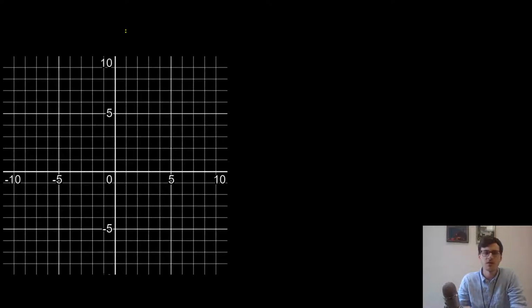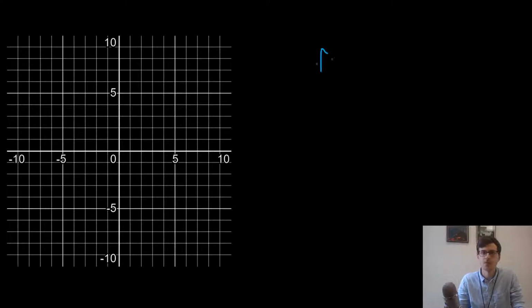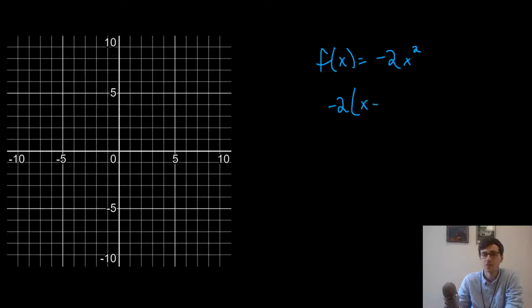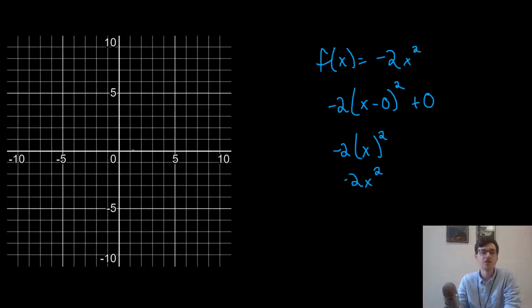If you have a function like this, you're like, Mr. Dussault, this doesn't look like vertex form. Okay, well, I could rewrite it like this: −2 times (x − 0)² plus 0, right? Because if we were to simplify this, x − 0 is x. Anything plus 0 is just itself, so that would be −2x². Okay, so if you ever see anything like this, you should know the vertex is going to be at the origin.